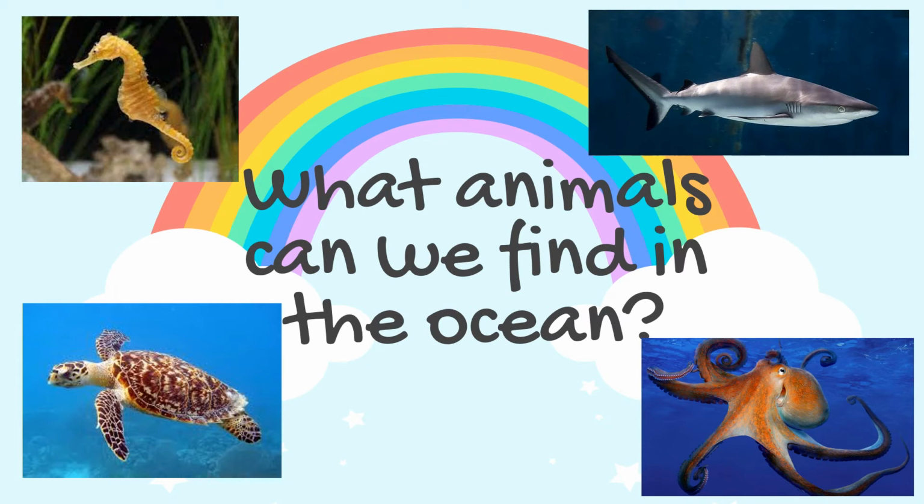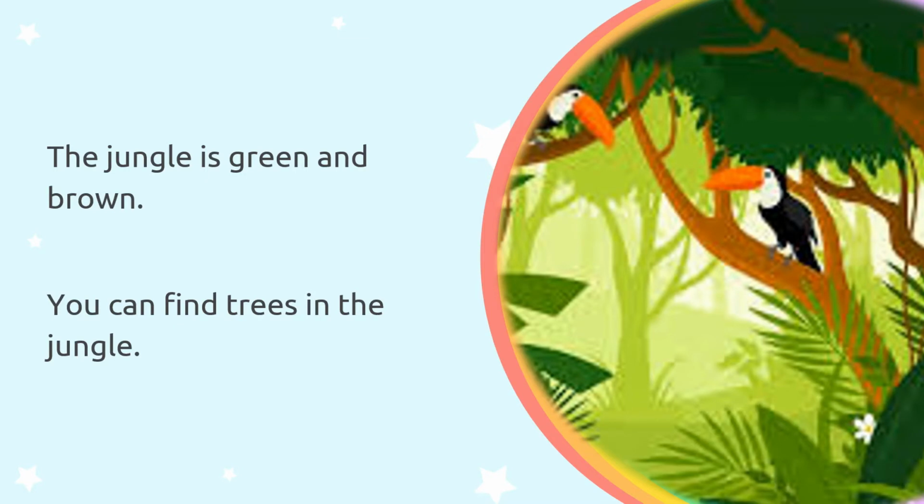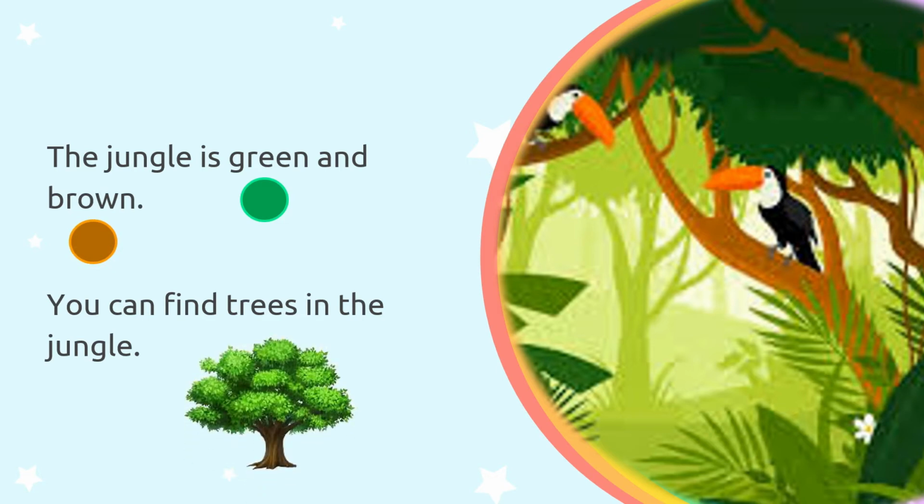Yes, we have crab, we have squid, we have fish, we have whale, and many more. Well done! The fourth habitat that we'll be looking at next is jungle. The jungle is green and brown. You can find trees in the jungle.